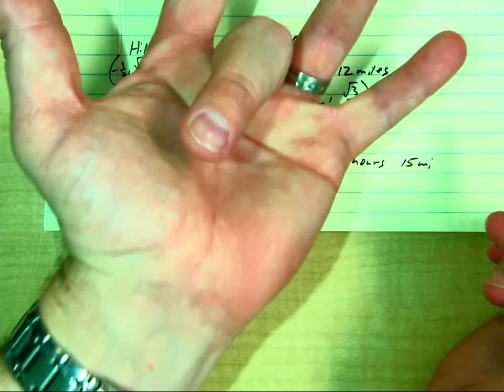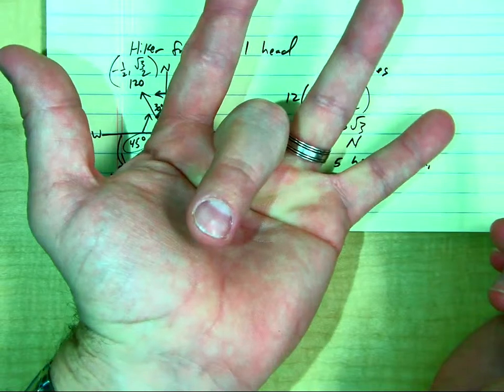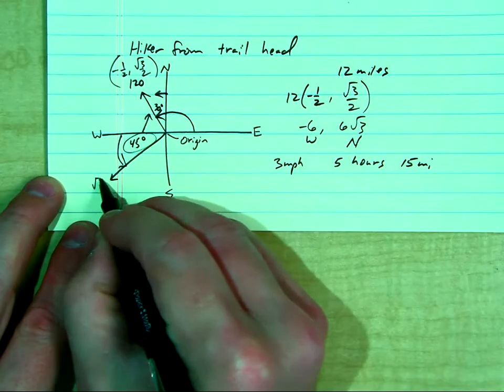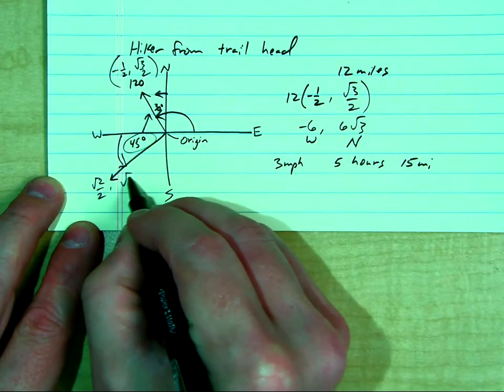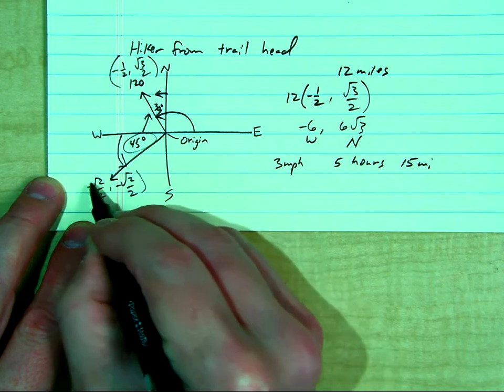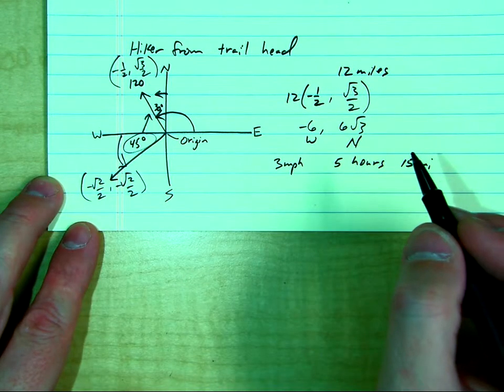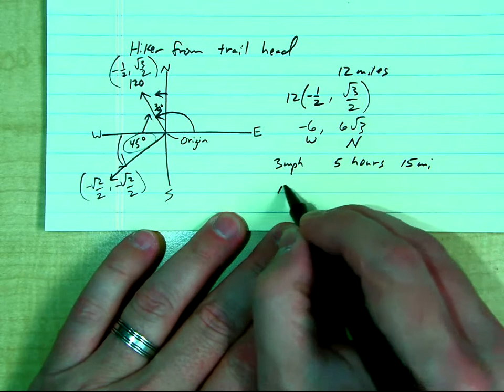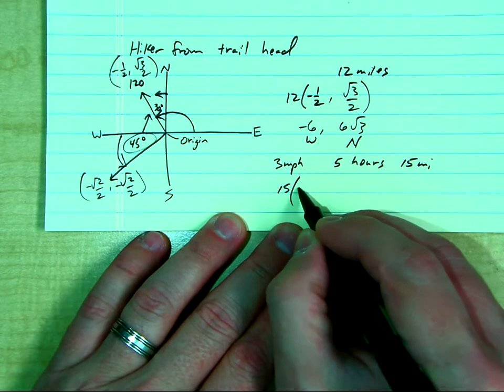Isn't that a pi over 4? Isn't that going to be one of these, a 225, a pi over 4? So I know I've got rad 2 over 2 and rad 2 over 2, but both of them are negative because we're in quadrant 3. So this is very simple. Multiply 15 times both measurements.